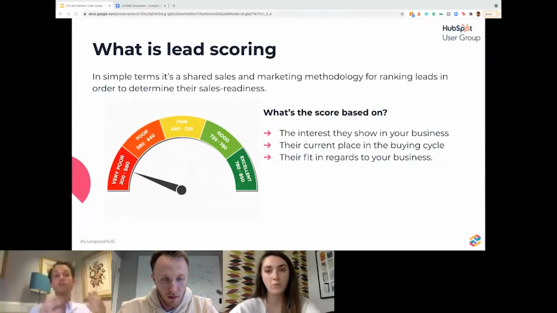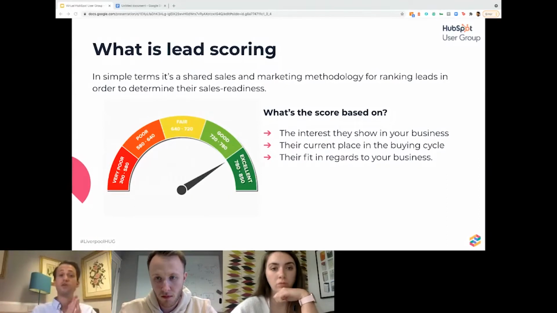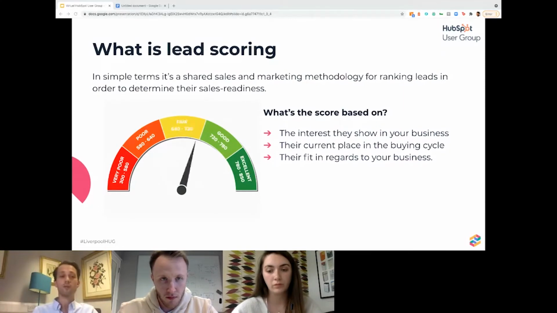Lead scoring uses your customer behavior to tell you which are your hottest leads to target first, which leads need a little bit more nurturing for marketing, and which leads you don't need to waste your time with. The scoring is based on the interest they show in your business, where they are in the buying cycle, and their actual fit for your business.